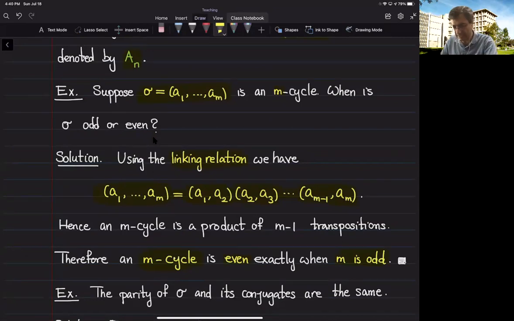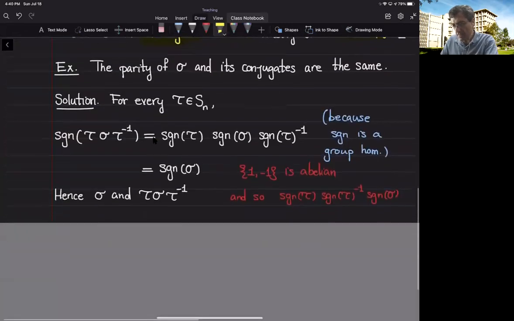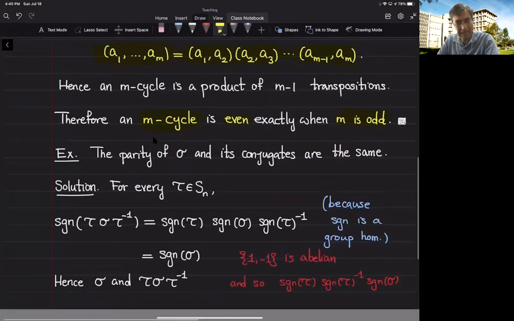Okay, now let's see another example. The parity of the permutation and its conjugates are the same. So parity of a permutation does not change under conjugation. So I want to say that if sigma is even, then every conjugate of sigma is even. Okay, what does conjugate mean? Let's recall that. A conjugate of sigma is of the form tau sigma tau inverse for some permutation tau.